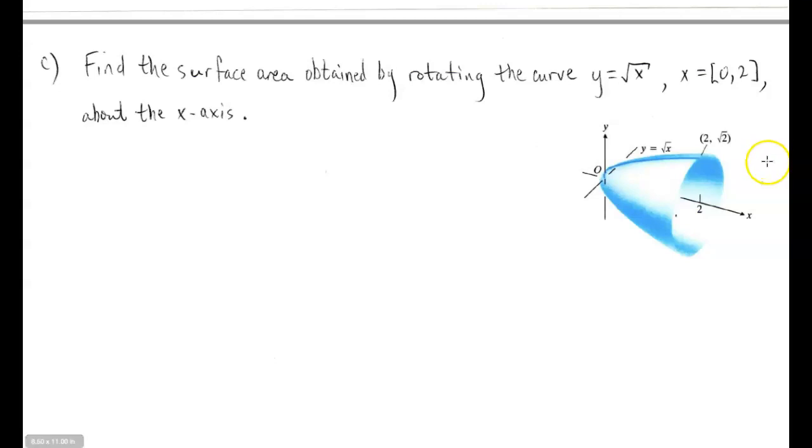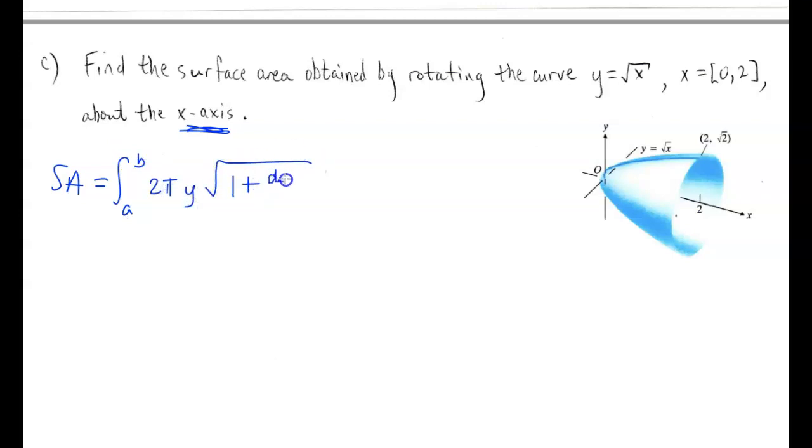Since we are rotating about the x-axis, we want to use the surface area formula from a to b, 2 pi y square root of 1 plus dy over dx, and we want to square that derivative. So this is the formula that we want to use. Just like before, we need to figure out what the derivative of y is and then square it, and then use that information in our formula here. So I'm going to go ahead and work on that now.